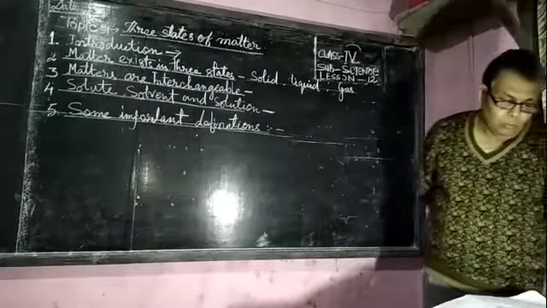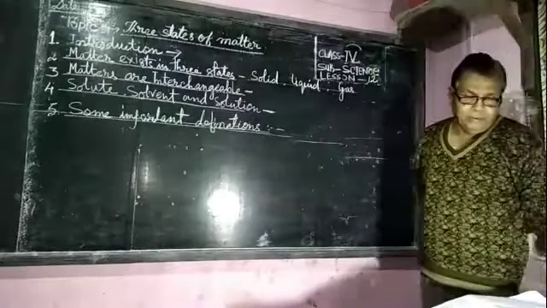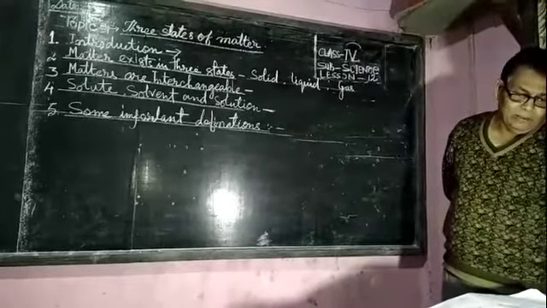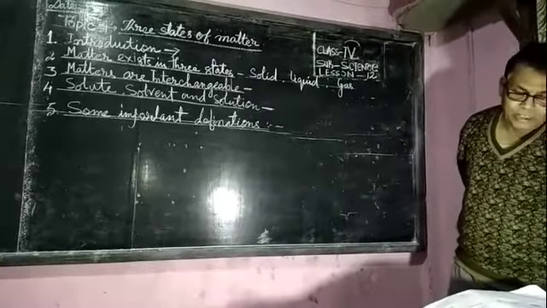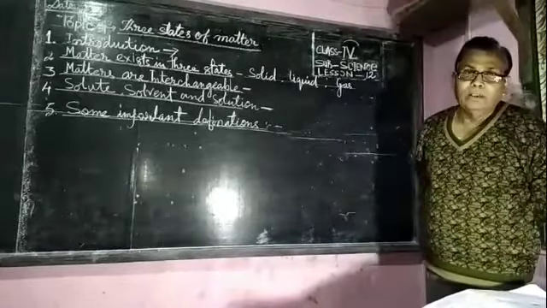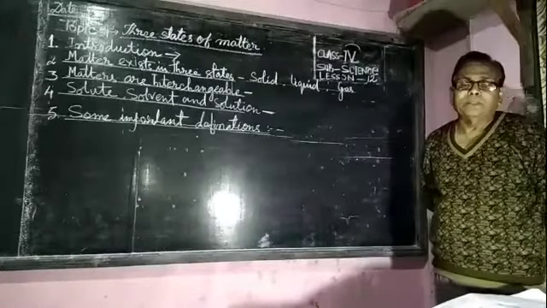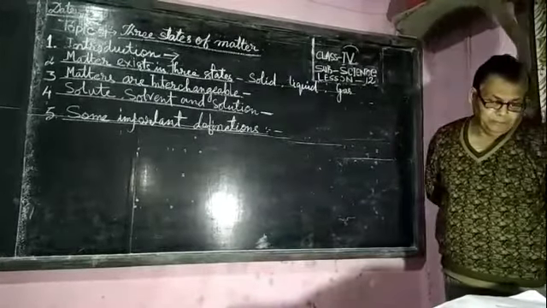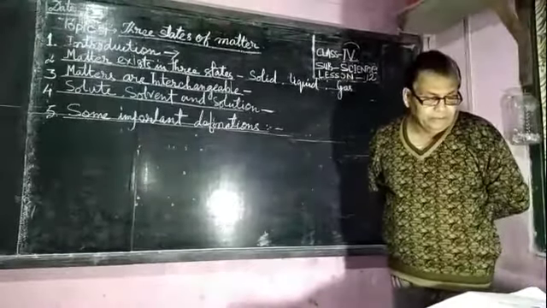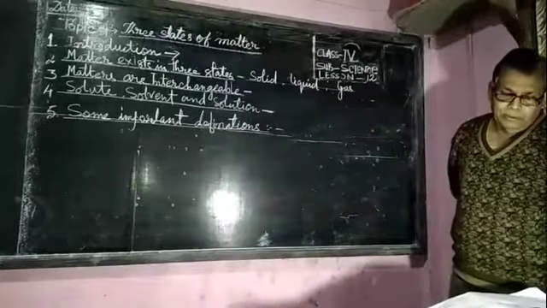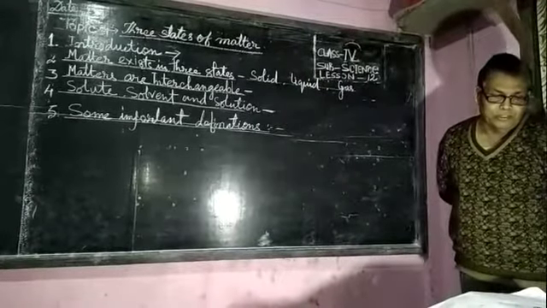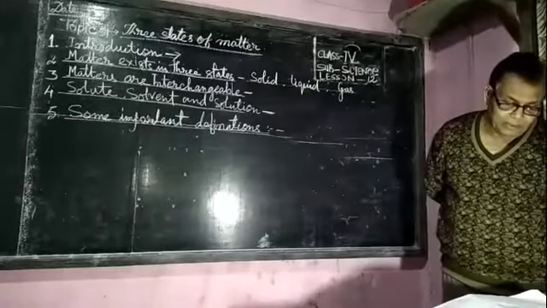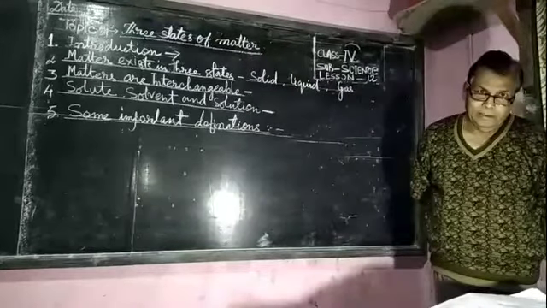If we cool a gas, the gas will change into the liquid state. We say that the gas has condensed. This process of changing a gas into a liquid is called condensation. If we cool the liquid further, it will turn into the solid state. This process of changing a liquid into a solid is called freezing. Now see the picture of it, how it changes.